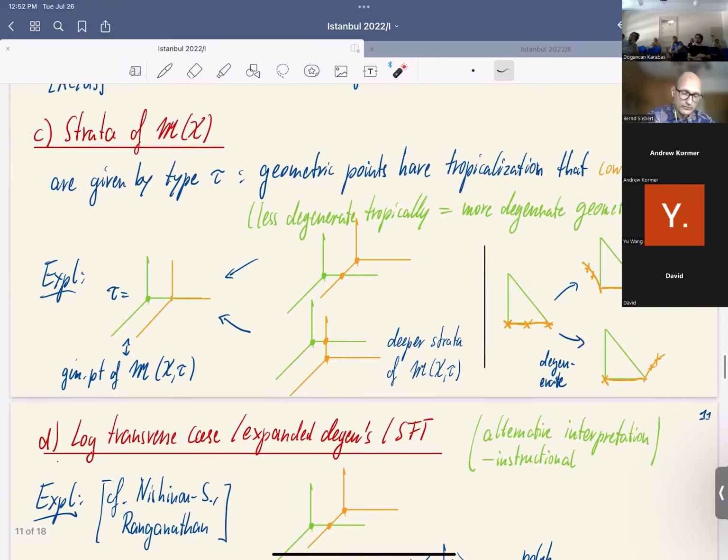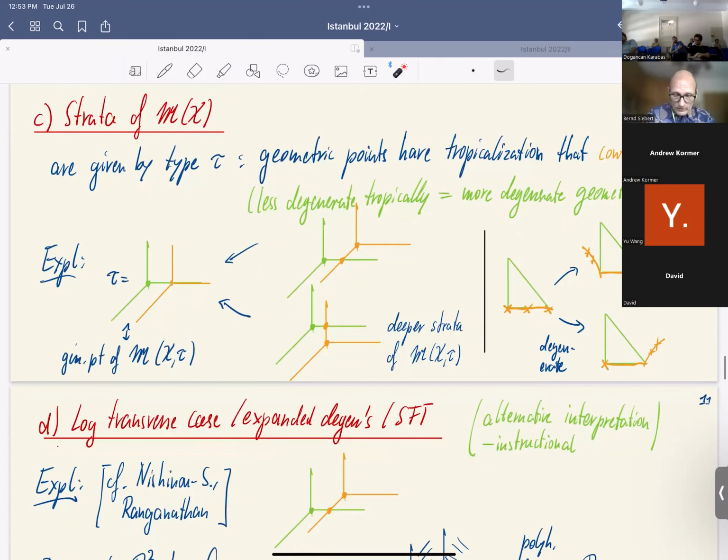Let's say tau is the following type. We go again to P2, but we do something a little more tropically degenerate. We just look at this tropical map with this image. Then you can look at the tropically more generic situation, which we had looked at before, where this vertex moves out, forcing another vertex here, or you can move in the other direction. Both of these have a contraction map to this type.